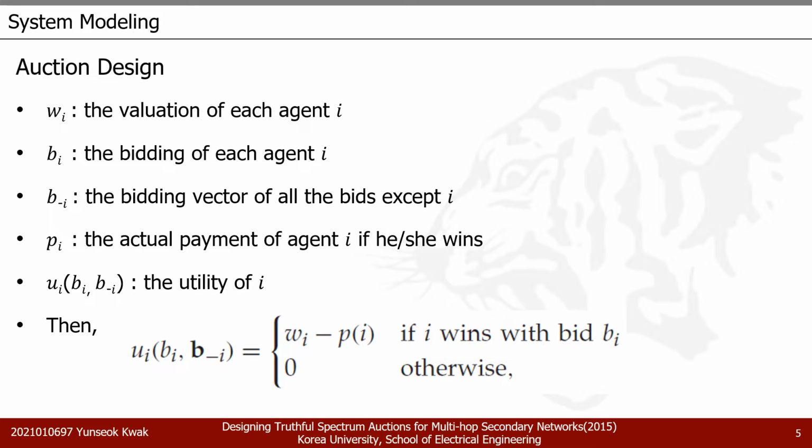I'm going to introduce the system modeling of this paper. First, its auction design. W_i denotes the valuation of each agent i. B_i denotes the bidding of each agent i, and B_-i is the bidding vector of all the bids except i. P_i denotes the actual payment of agent i if he wins. U(B_i, B_-i) is the utility of i. Then U is its valuation minus payment if he wins.